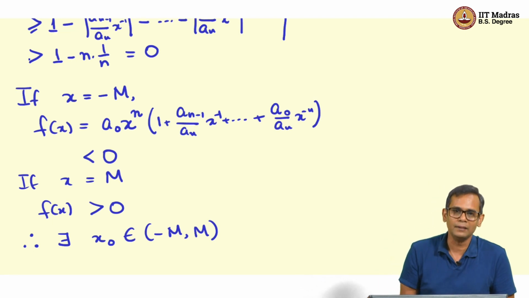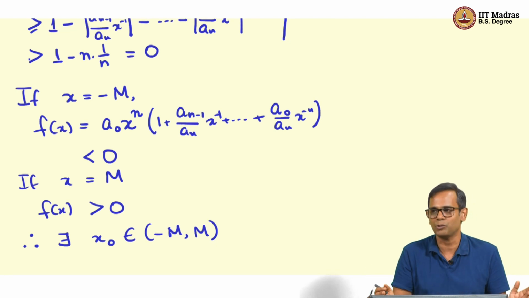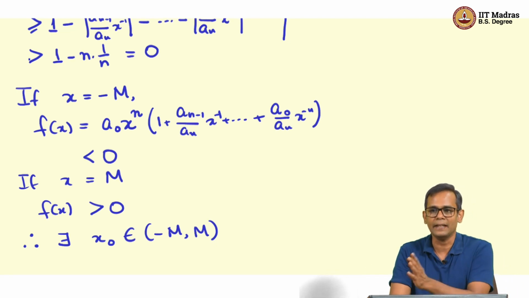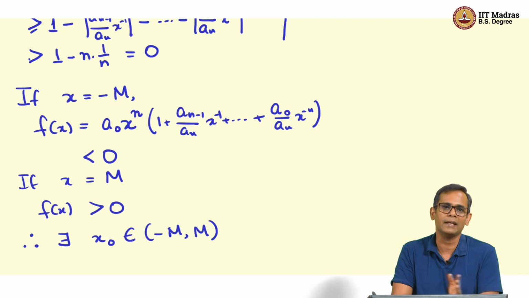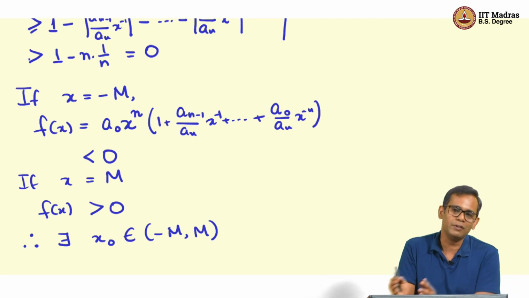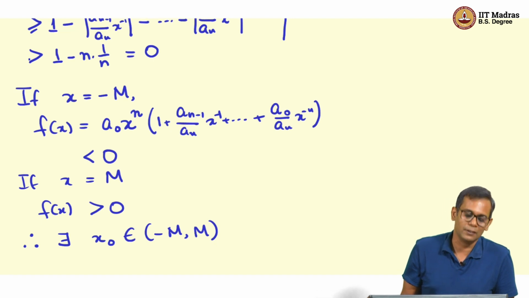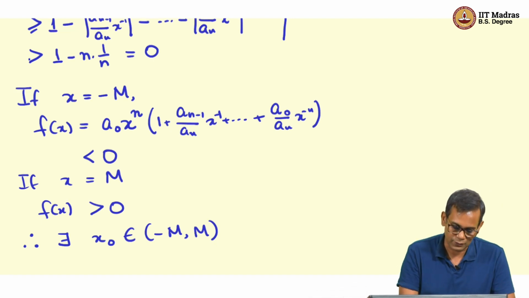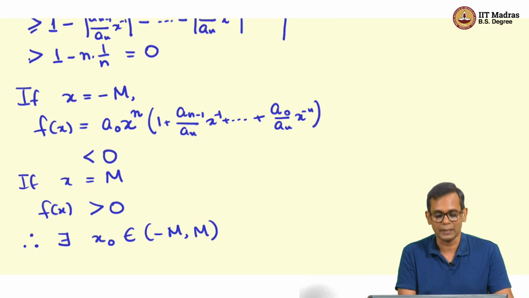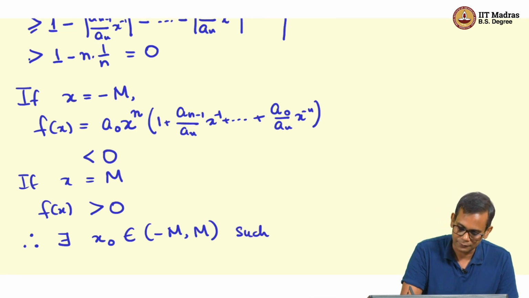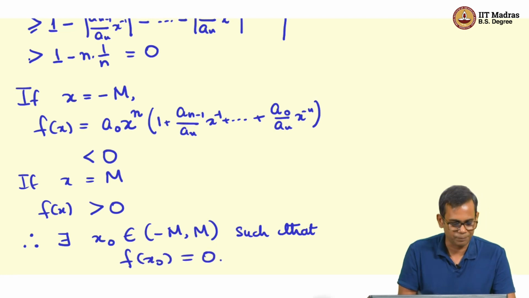How would you do that? Well, you take this interval minus m to m and keep dividing it into two halves and trying to figure out in which half the root would lie, and you could actually even locate the root using the proof of the intermediate value theorem. But what you do get is that there exists a point x0 strictly between minus m and m such that f of x0 is equal to 0.